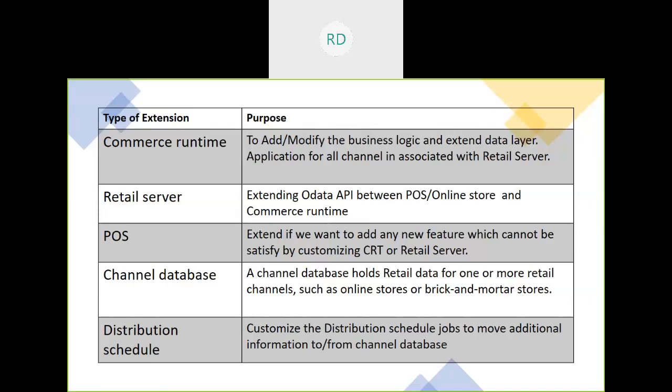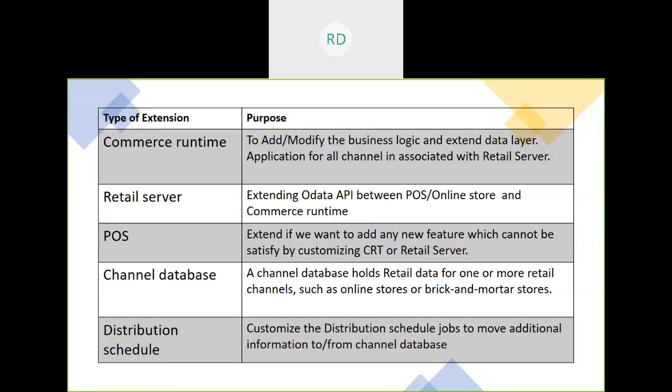But in case you add a new table and you want to move some HQ data, headquarter data, to the new table, what will we do? We have to customize the distribution schedule as well. Distribution schedule is again a new concept. Whatever data is synced from HQ to the client, or HQ to the channel database, or channel database back to HQ, will happen through the distribution schedule. So the CDS server and CDS client will act as per the configuration in the distribution schedule. In the distribution schedule there will be a one-to-one mapping to the table.